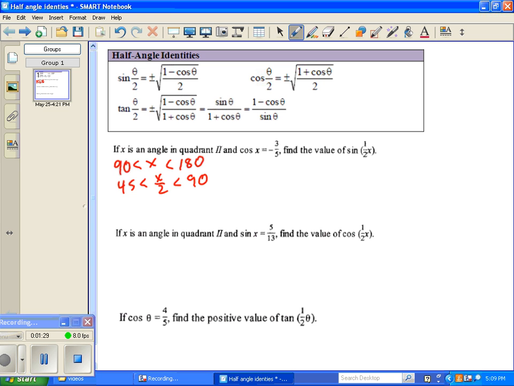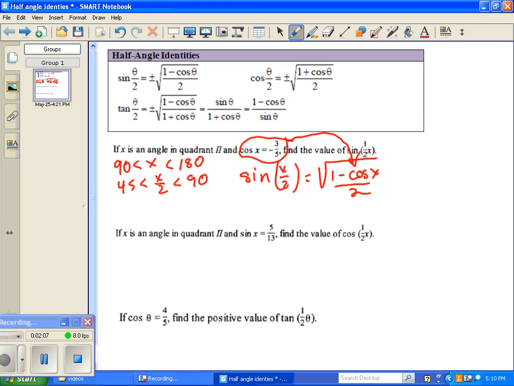Okay, also, so let's just write down what we have. So sine of x over 2 equals the positive root of 1 minus cosine of x over 2. So I just took the formula from above and just wrote it down. Now the problem tells us what cosine of x is equal to. So all we have to do is plug it into our little equation here.